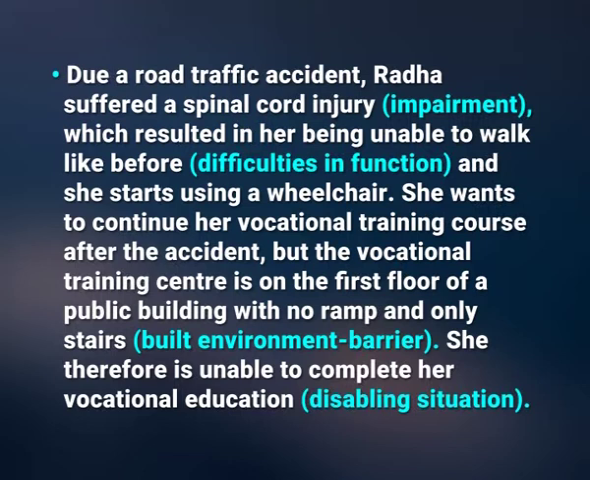Another example: due to a road accident, Radha suffered a spinal cord injury, again an impairment, which resulted in her being unable to walk like before. This is difficulty in function, and she starts using a wheelchair. She wants to continue her vocational training course after the accident. But the vocational training center is on the first floor of a public building with no ramp and only stairs. Now, this is the built environment acting as a barrier. She therefore is unable to complete her vocational education. This is a disabling situation.